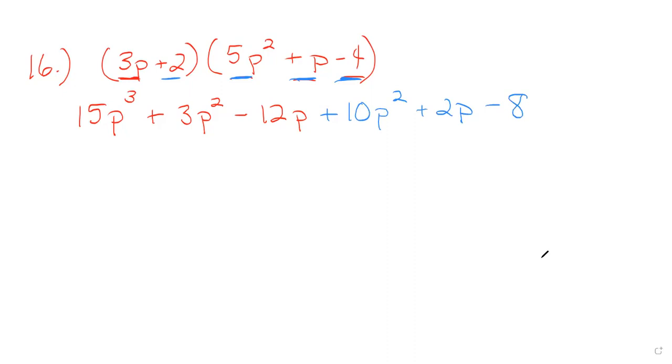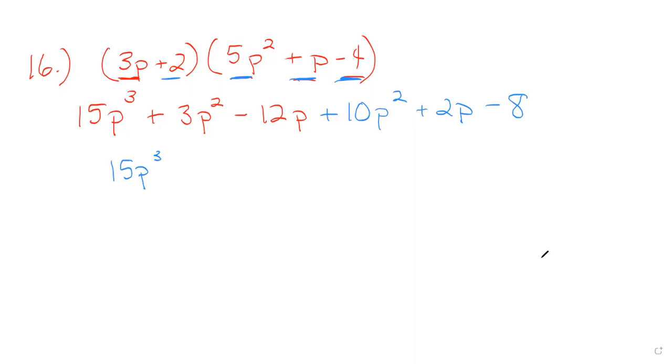So we've taken these parentheses and multiplied them out. We've got a bunch of terms going on here, but we're going to figure out what our like terms are. So I see this 15p cubed. I'm looking for another p cubed to be a like term, and I don't see any other p cubed. So I'm going to bring down my 15p cubed. There's no more like terms for it.